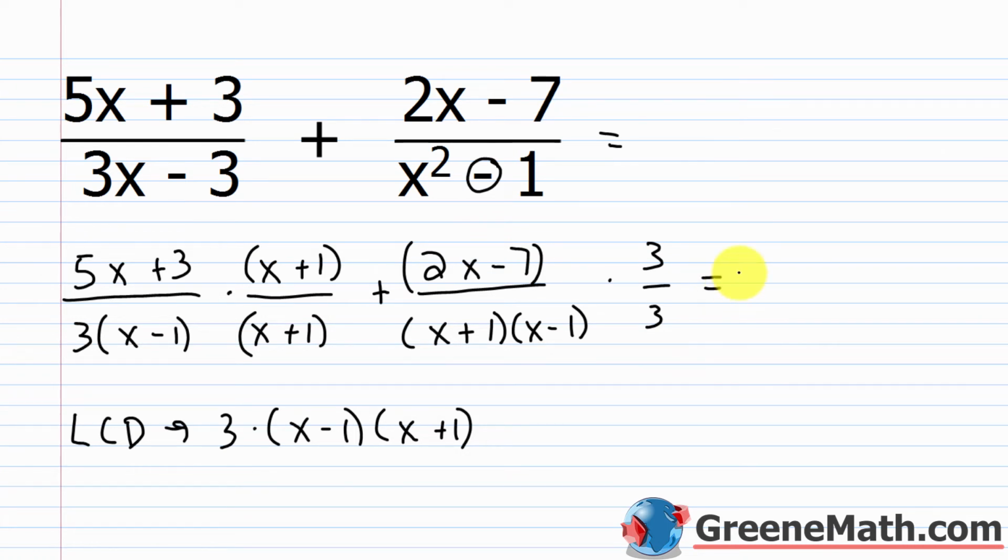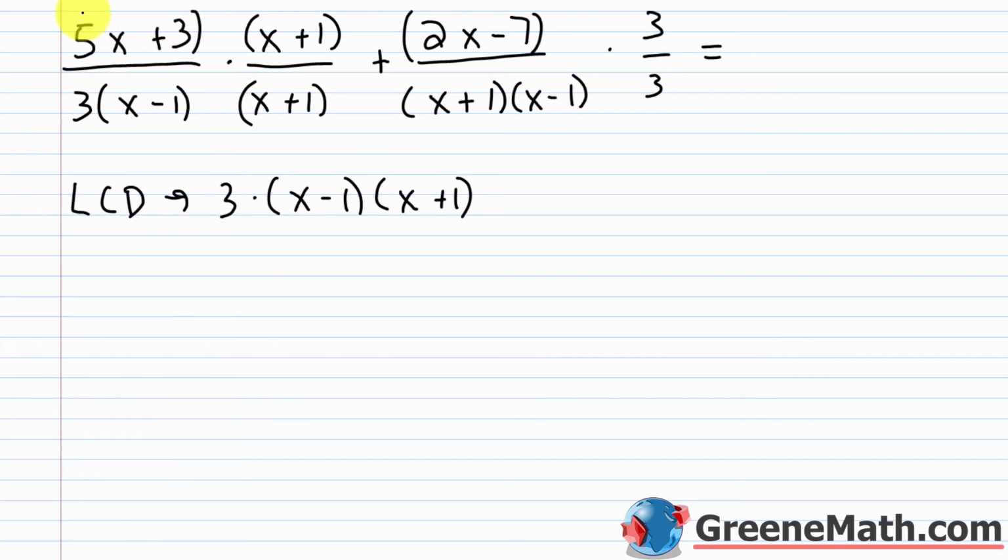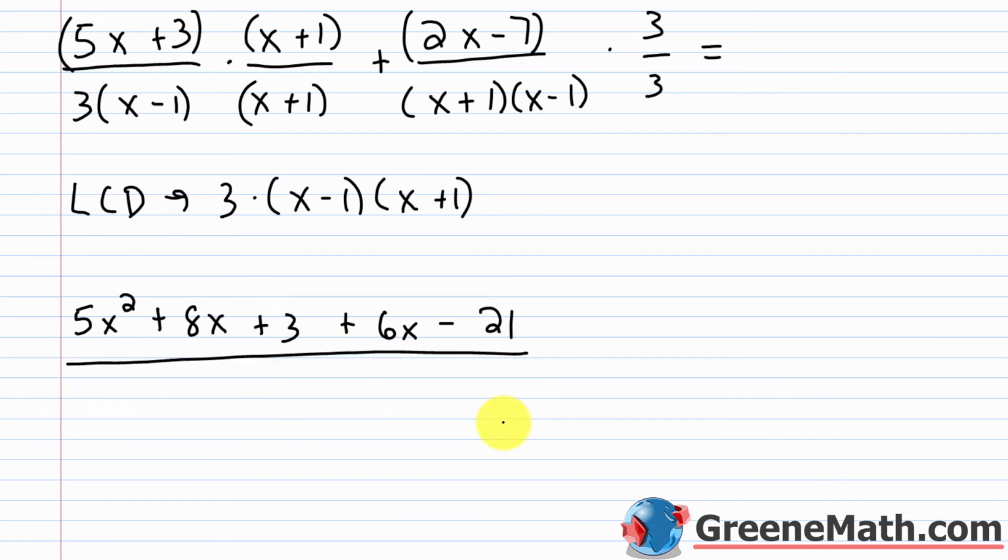Okay, so let's put equals here. Let's scroll down and get some room going. And so I'm going to use FOIL here. 5x times x is 5x squared. The outer, 5x times 1, is 5x. The inner, 3 times x, is 3x. So 5x plus 3x is 8x, so plus 8x. And then the last, 3 times 1, is 3, so plus 3. Then plus, again use your distributive property, 3 times 2x is 6x. Then minus 3 times 7, that's 21. Okay, so this is all over that common denominator of 3 times the quantity x plus 1 times the quantity x minus 1. So now let's go ahead and simplify the numerator.